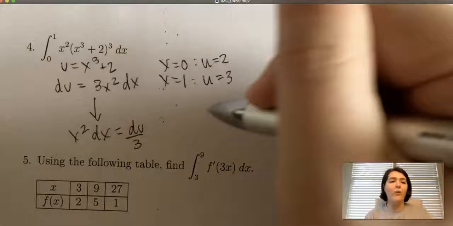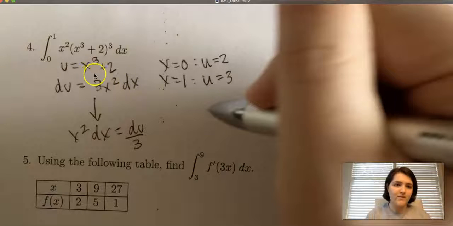So here we have 1 and 0. Those are our original parameters, but when you're doing a u-sub, you have to change them. And you do that by plugging the original numbers into your u. So right here, you need to take your numbers, plug them in, and then you'll get your new parameters. So you plug in 1, you get 1 cubed plus 2, which is 3. Sorry, that's down here. And then you have your 0, 0 plus 2, 2. So that's how you get that.